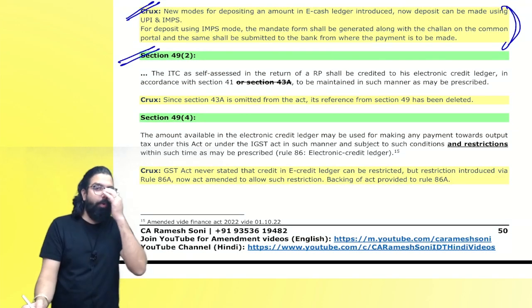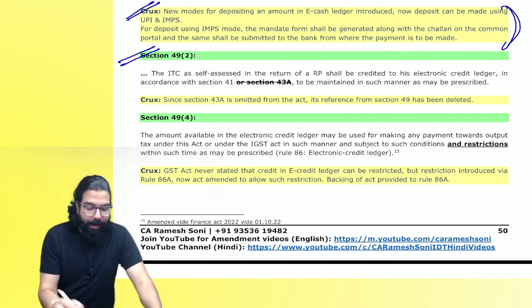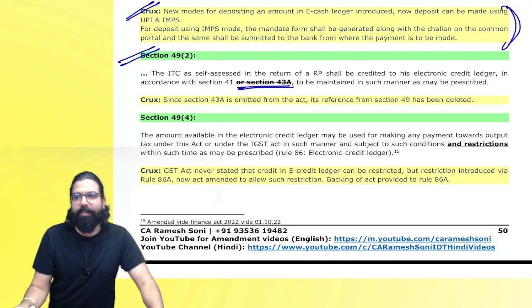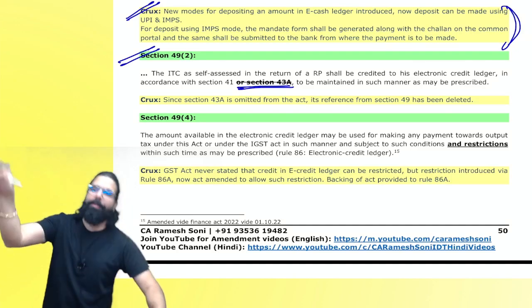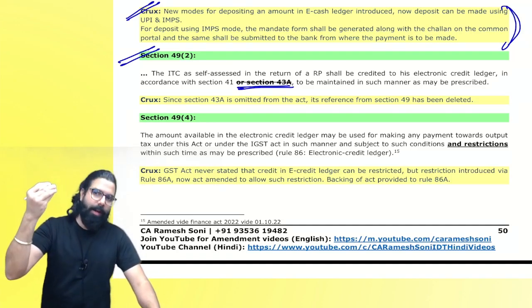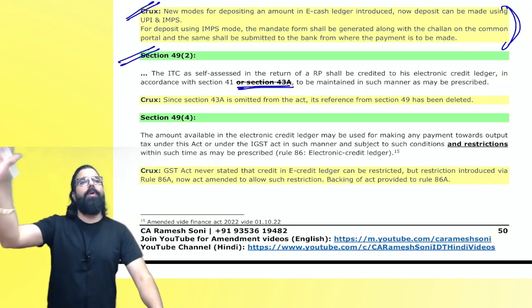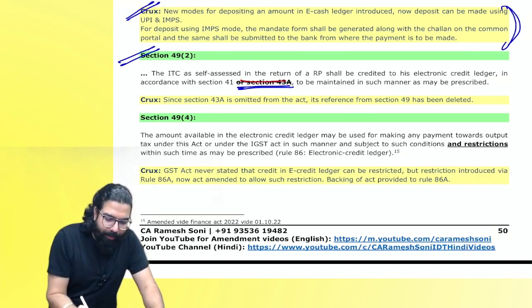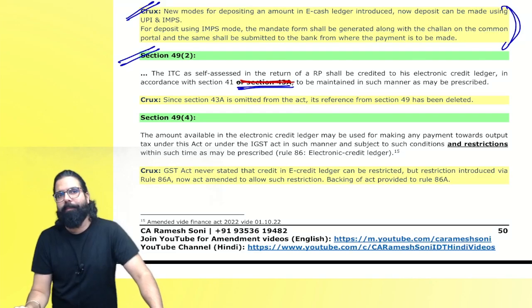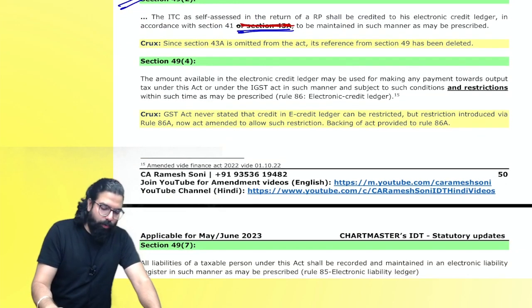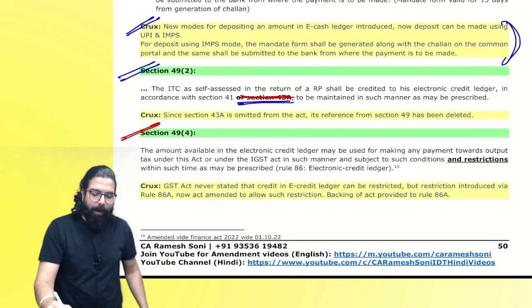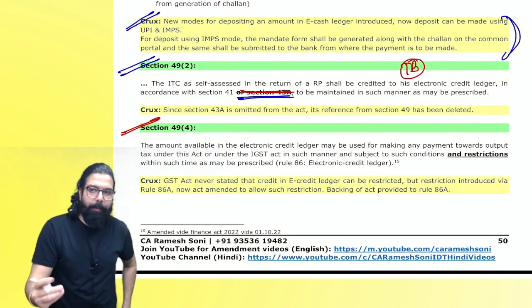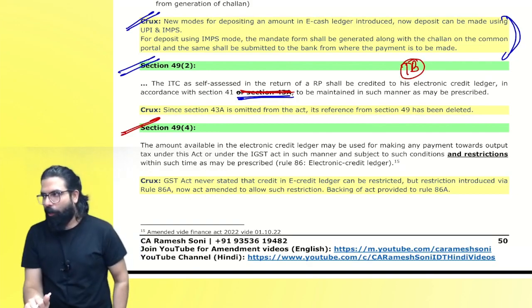The next one over here. Section number 49(2), May one amendment came. Sir, what is the amendment? They deleted the reference to section number 43A. Section number 43A was deleted from the act itself. So wherever its reference was there, it got deleted. Can I go ahead, everyone? The next one, no amendment at all. Then, sir, total bakwas amendment, TB. Whatever amendment is important, I'll always tell you. Can I go ahead, everyone?